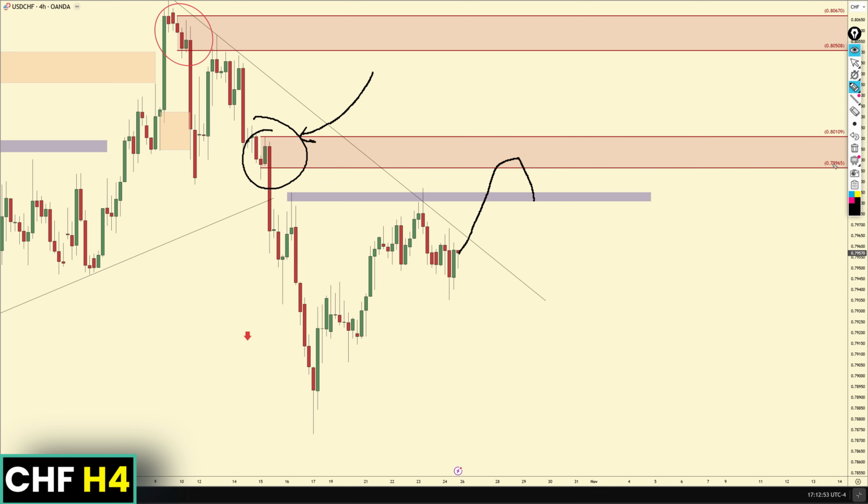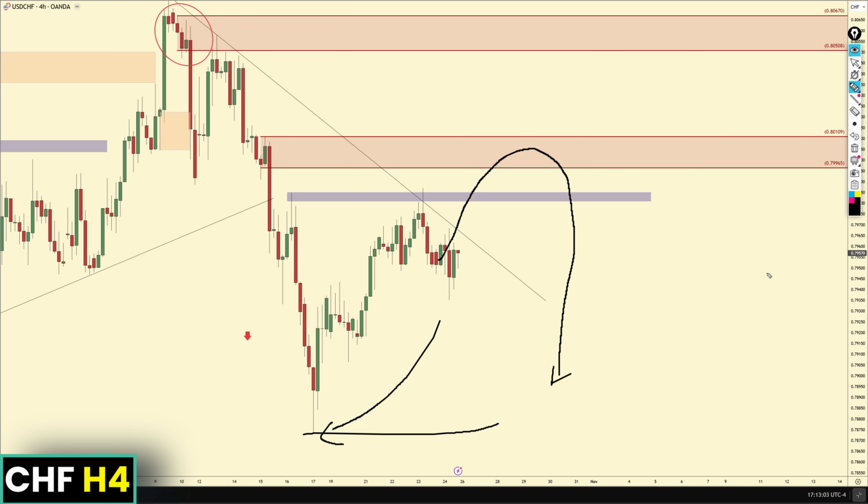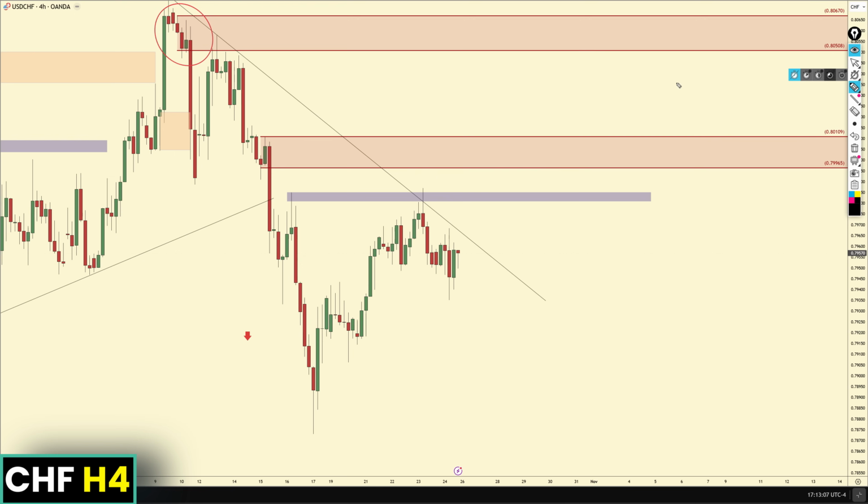So if we do push up here, I think the bigger move is going to take place off of this area of supply at 0.799. So I think that is where we could see that bigger move to the downside. That's where I think we could see our 3-to-1, 4-to-1, maybe 5-to-1 trade target this low. That's where I think that bigger move is going to be got at. So that's what I'd be waiting for on the 4-hour chart.